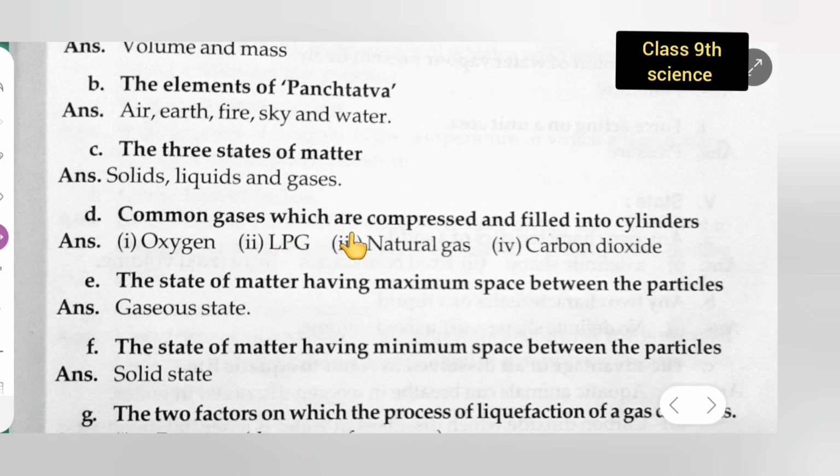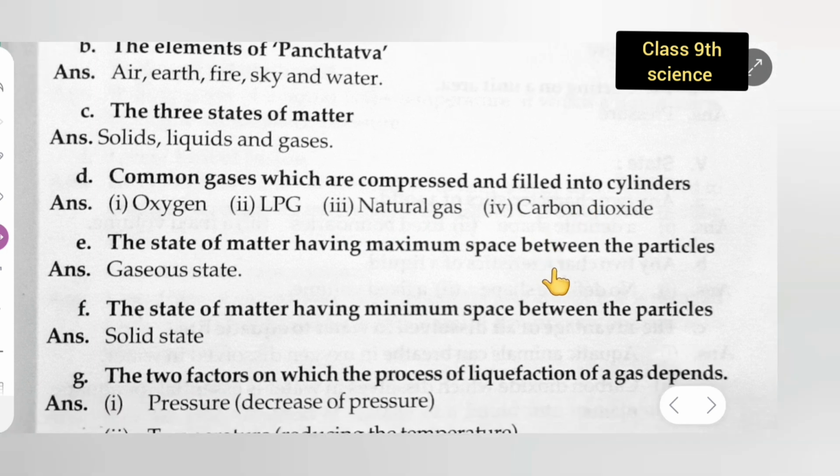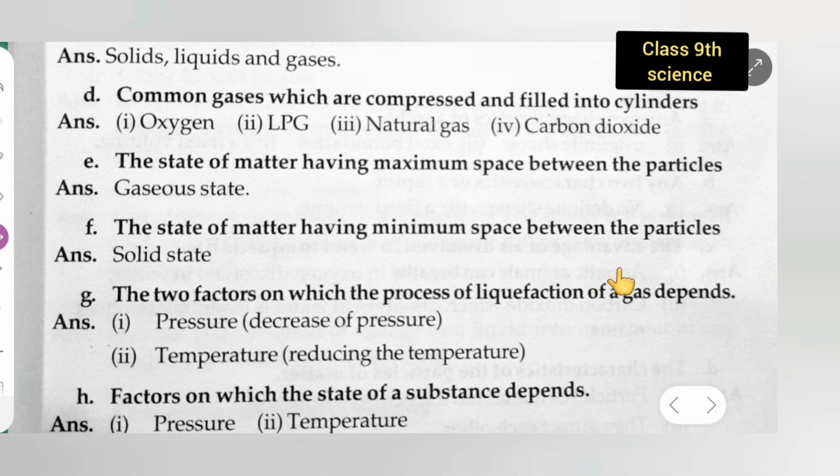Common gases which are compressed and filled into cylinders: oxygen, LPG, natural gas, carbon dioxide. Moving towards the next. The state of matter having maximum space between the particles is the gaseous state. Moving towards the next question. The state of matter having minimum space between the particles is the solid state. The two factors on which the process of liquefaction of a gas depends are pressure and temperature: increase of pressure and reducing the temperature, okay?